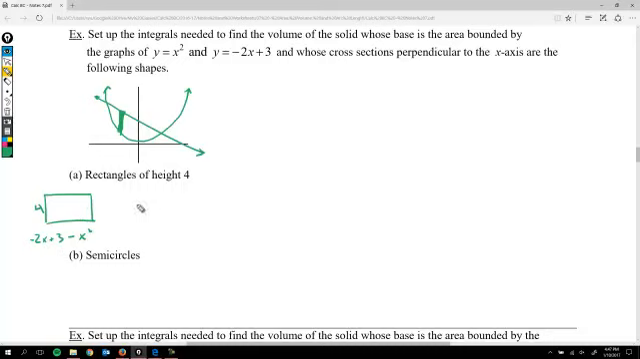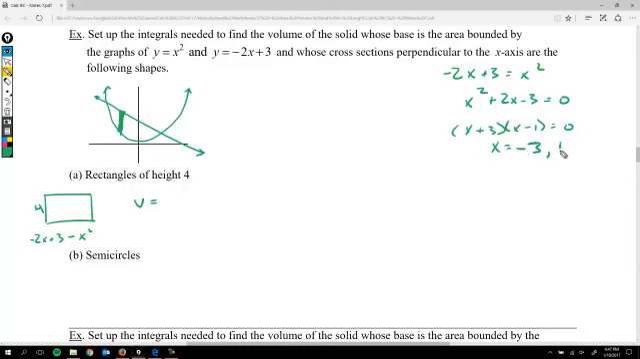Now to actually find the volume, I need to do a couple things. First, I need to find my intersection points. So I'm going to set negative 2x plus 3 equal to x squared and solve that out. We can factor this, and I get negative 3 and 1. So those are going to be the bounds of my integral.